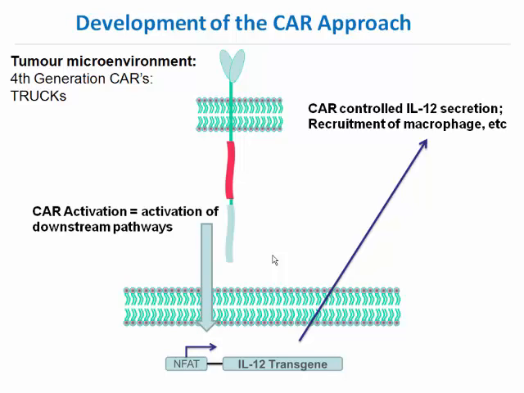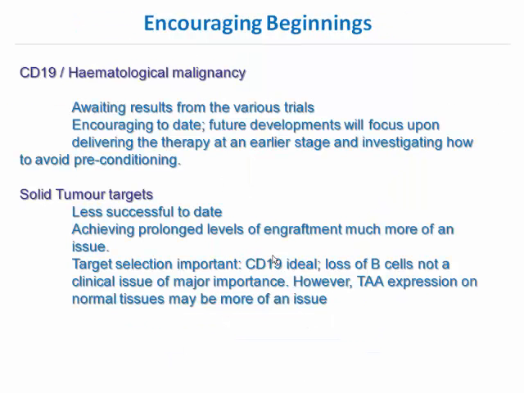So these cells are being tested, and there's some activity that's being seen in the clinic that's been described by Steven Rosenberg in Bethesda. So we've got encouraging beginnings, awaiting results from various trials, encouraging to date. Future developments will focus upon developing this therapy so we can give it at an earlier stage to patients and how to avoid preconditioning. Solid tumour targets have been less successful to date. Achieving prolonged engraftment really is much more of an issue, and the target selection is really important. So we know that CD19 is probably the ideal target for a CAR T cell. The issue is, can we find something similar in solid tumours?